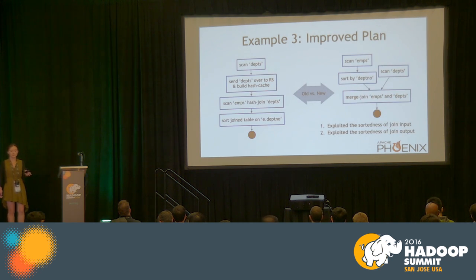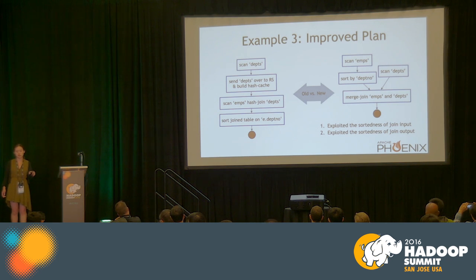So the query plan on the left is generated by the old Phoenix, which is the same as what candidate 1 in the last slide would translate into. And we also have an improved plan on the right, which is translated from candidate 2. This is a good demonstration of how the Calcite framework has enabled us to exploit the sortedness of both the join input and the join output.